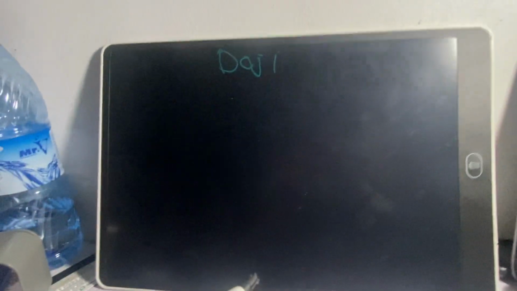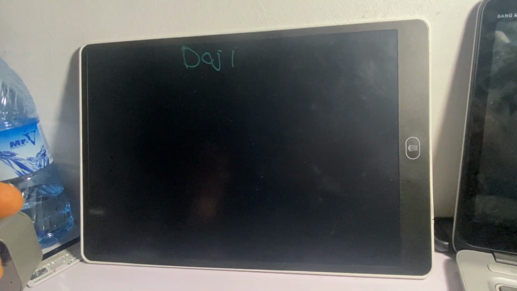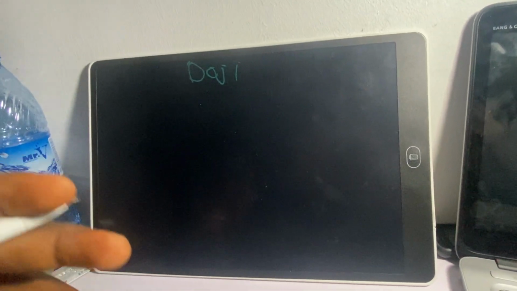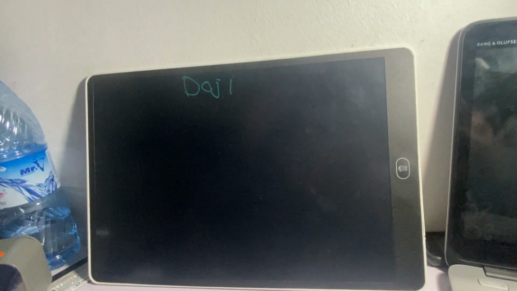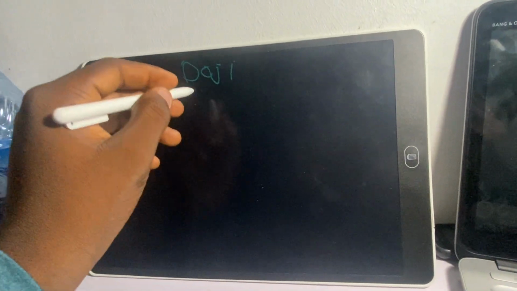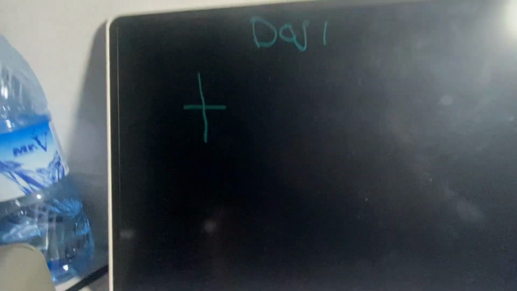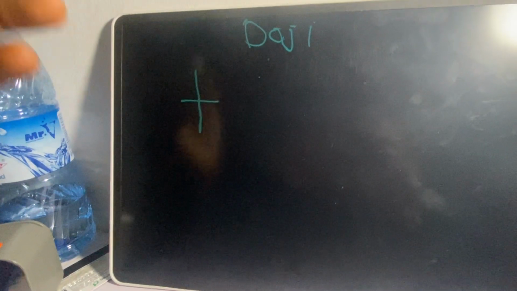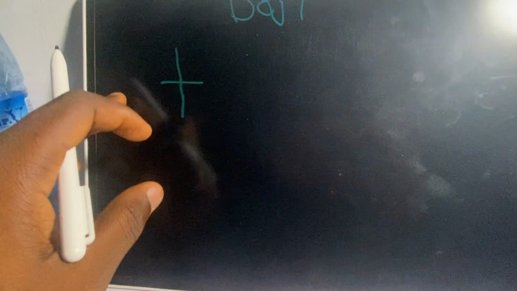The doji pattern is a candlestick pattern that tells us the market is indecisive, that the market is in a stage of indecision, a stage of equality. An example of a doji candlestick is this, like a sign of the plus, a sign of the cross. You'll get to understand it more now. This is a doji candlestick.